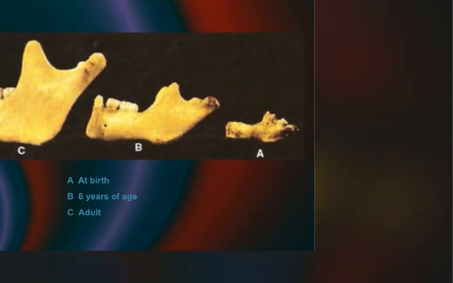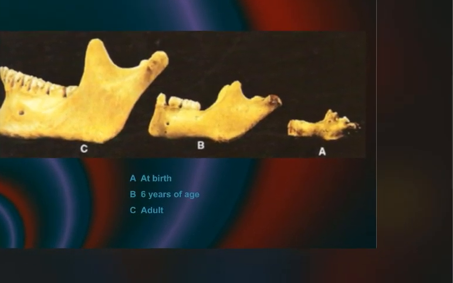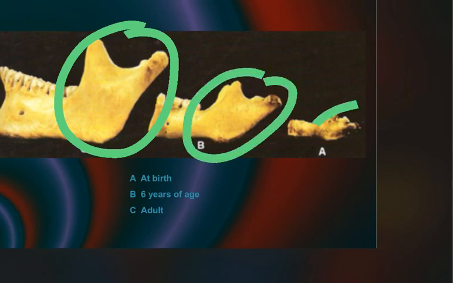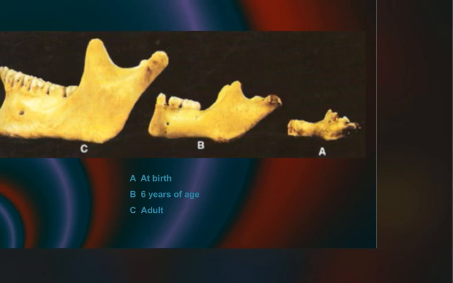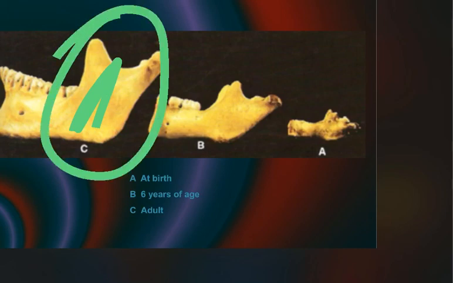Here you see the mandible grows bigger in size, and also the direction of the ramus. There's a difference in the direction of the ramus. The ramus is more vertical here, but here it's more horizontal. With time the ramus becomes more and more vertical until we reach this status.